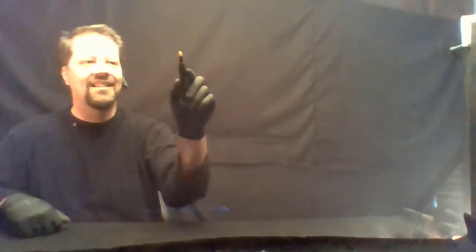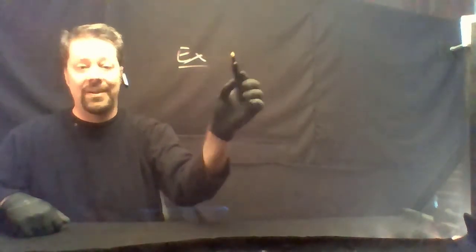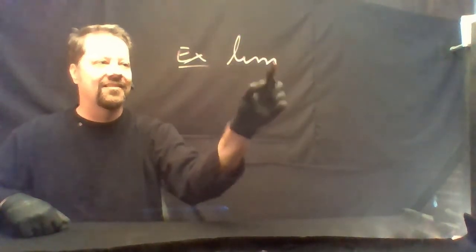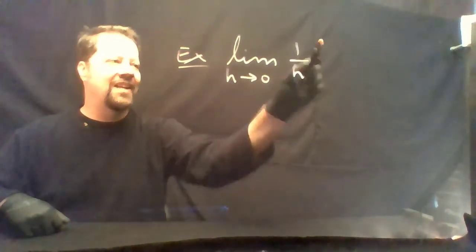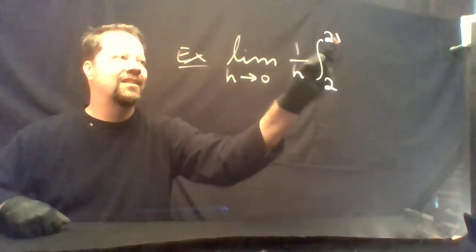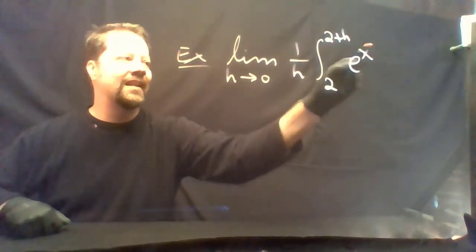Nonetheless, I could ask you to calculate the limit as h goes to 0 of 1 over h times the integral from 2 to 2 plus h of e to the x squared dx.